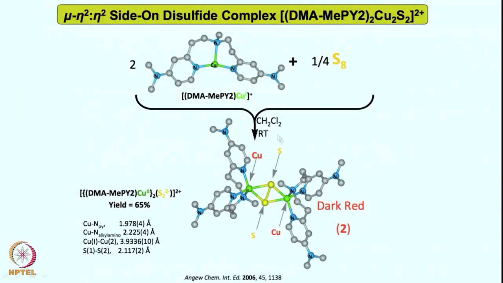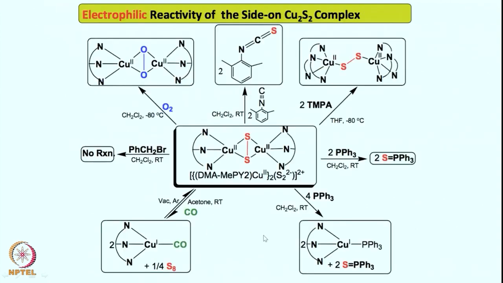It does not require, indeed at low temperature reactions are sluggish. These reactions are occurring at room temperature, and this gives rise to this diamond, beautiful diamond core for the dicopper disulfide complex. You can see the crystallographically characterized intermediate different bond length, and this is quite interesting, right? Well, if you try to see the reactivity pattern for this reaction, well, this does not disappoint you.